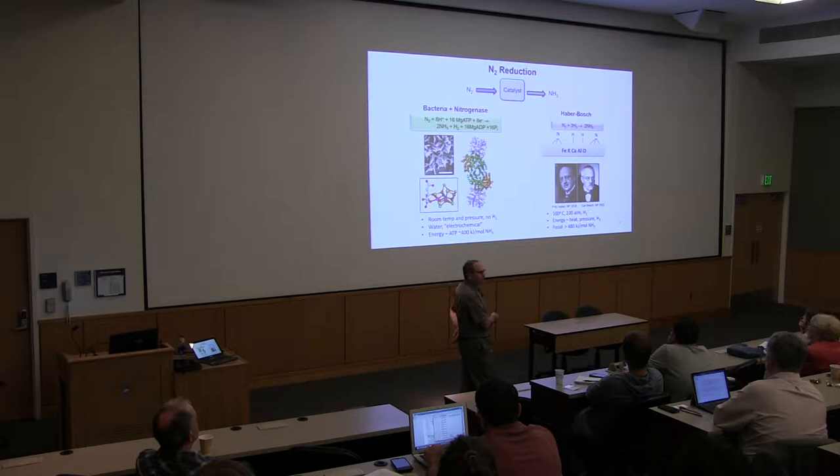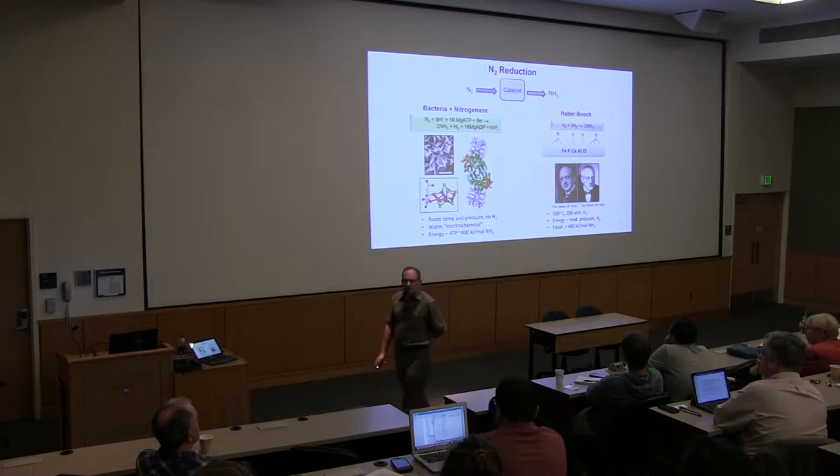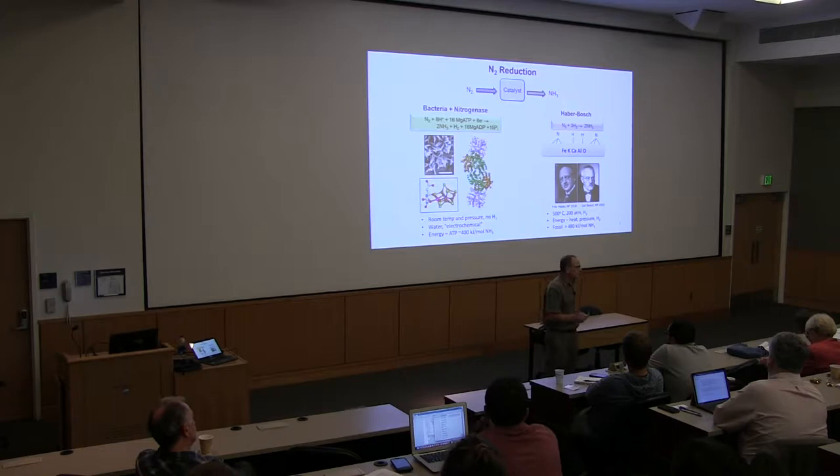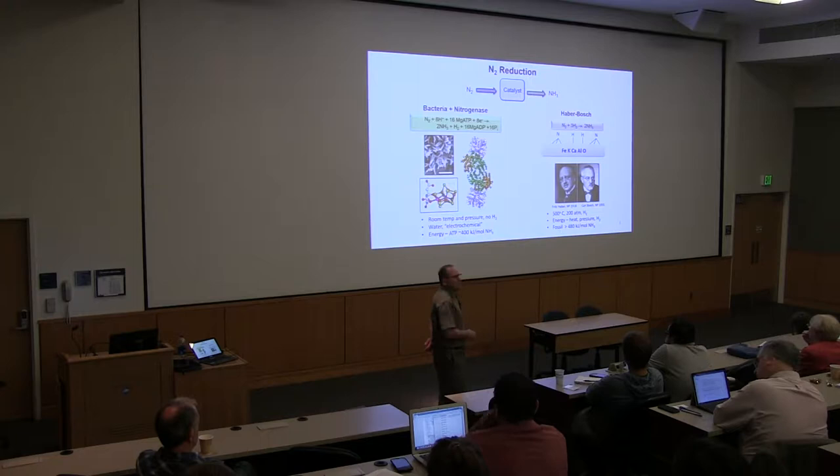That's because of the need for the heat, high temperatures, 500 degrees, the pressure, 200 atmospheres, and most importantly, the hydrogen. So this reaction uses hydrogen. That hydrogen today is made from the reformation of methane. So you can see that the carbon footprint of this reaction is massive. Somewhere on the order of 2% of the CO2 that's generated in the world today comes from this process. It uses about 1 to 2% of all the fossil fuel in the world.